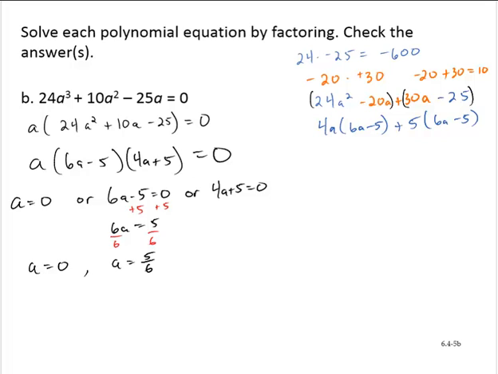4a plus 5 equals 0. Let's subtract 5 from both sides. So 4a is equal to negative 5, and we'll divide through both sides of the equation by 4, and a is negative 5/4.